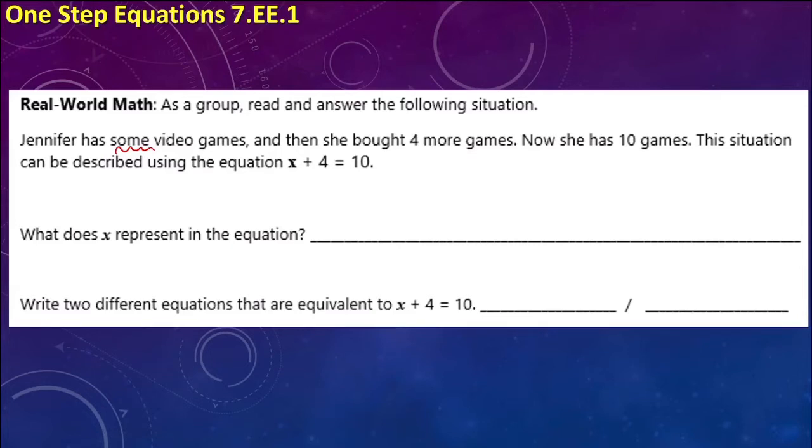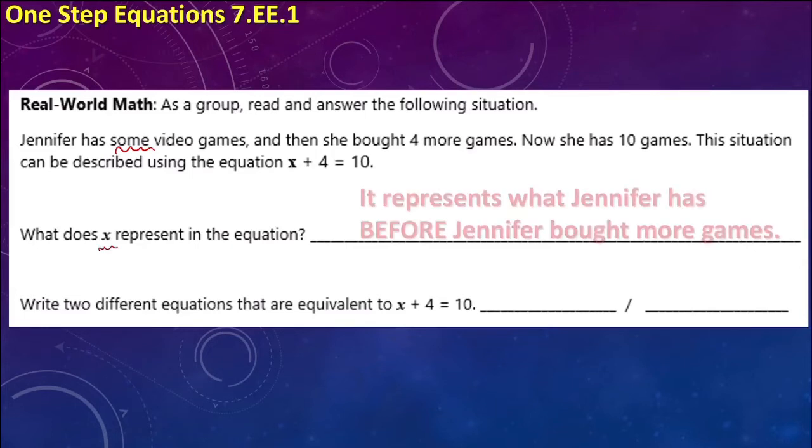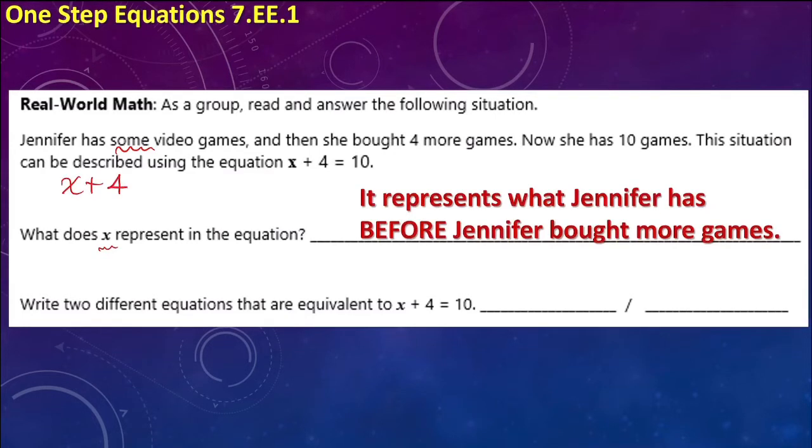So what does the x represent in this particular equation? Well, it represents what Jennifer has before she bought more games. Now, based on the information we have here, we're going to be able to figure that out. If it was just x plus 4 and there was no equals 10, then that would just be an expression, right? Expressions are open-ended. There's no one answer to it, right? Like I said at the beginning, maybe she had 1 game, maybe she had 100 games, we're not sure. But once you make it equal to something, x plus 4 equals 10, now it's an equation. And that equation can be solved.